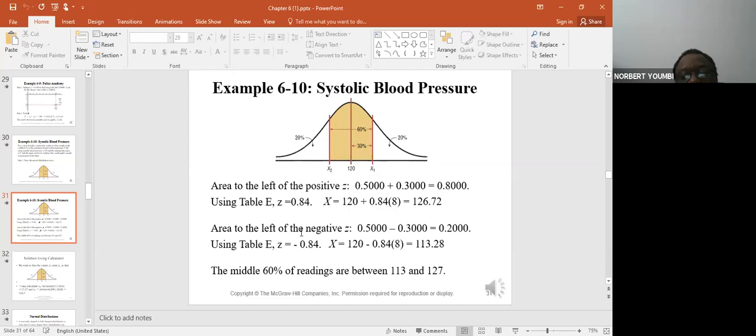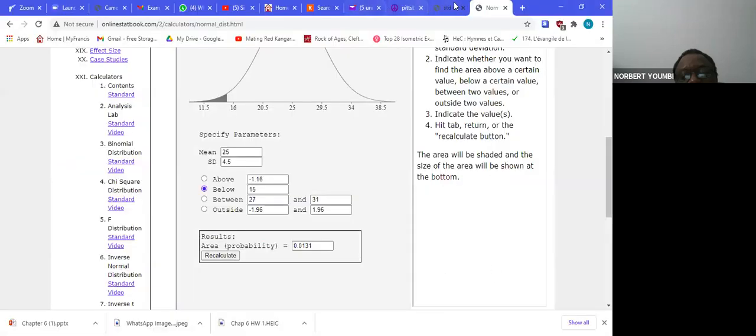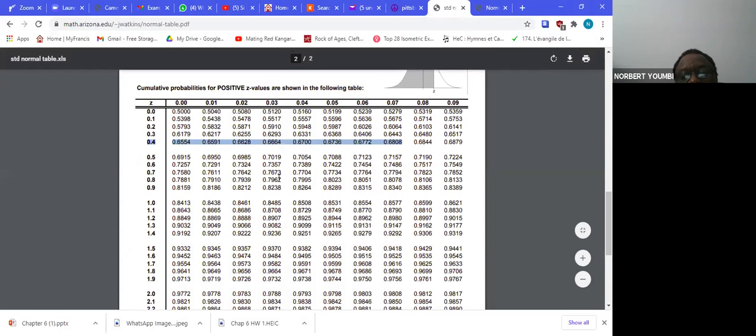And we look into the standard normal table for 0.8. So this is the value closest to 0.8, 0.84. This probability is the one closest to 0.8. The z value corresponding to it is 0.84.